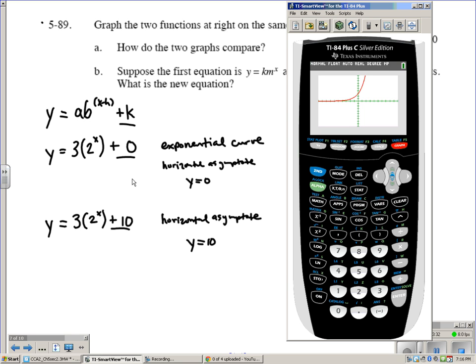Now, with the next one, if I'm guessing that it's going to raise it up 10 units, I'm going to go ahead and adjust my window. I'm going to increase my y max so that I can see if I'm correct. I'm going to make my y max 20. Let's go in here. Let's type in the same function, but then let's add 10 to it.